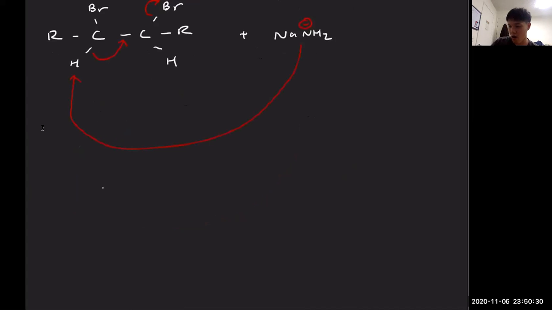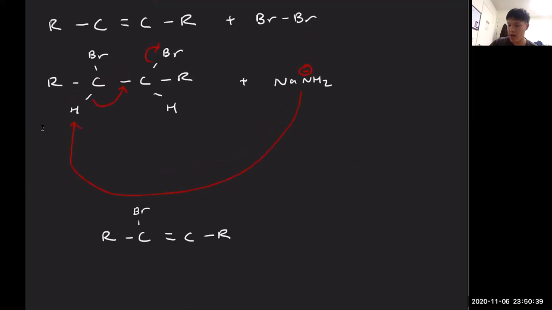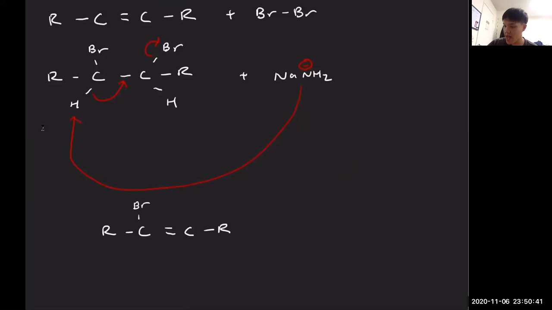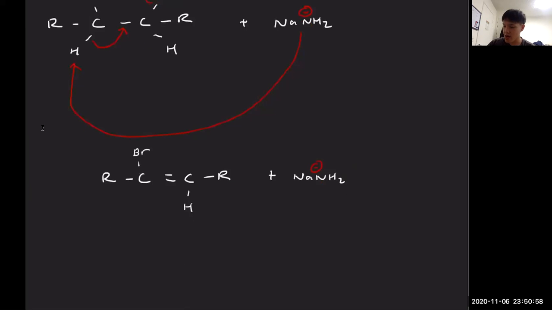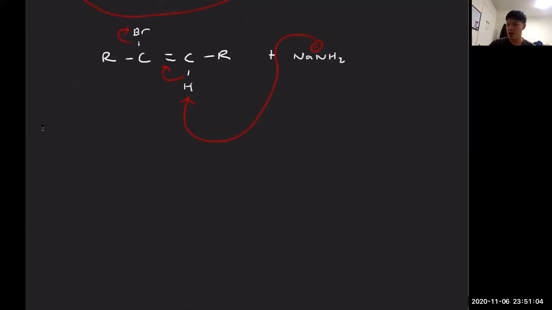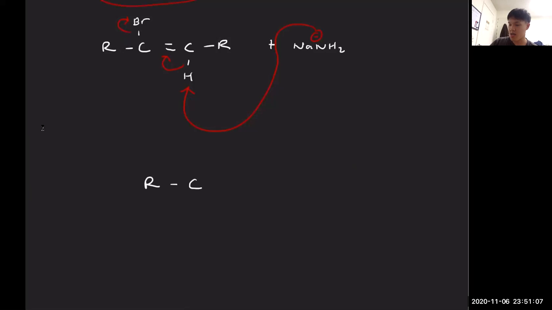So if we do that, we get R, C, double bonded to C, R. We still have this bromine here, right? It didn't go away. And then we still have the H right here, which didn't go away, right? So now we still have 2 trans groups on top of each other. We can then react it with another NaNH2, right? And then we can do the same thing again, where we take this H, this bond goes here, and then this kicks out the bromine. That leaves me with an R, C, triple bonded to C, and then an R.